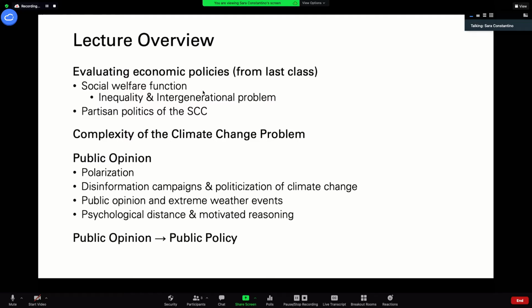Okay, so once we cover this, we'll also discuss some of the complexities of the climate change problem that make it a difficult perceptual problem and make the shaping of public opinion particularly challenging. And then we'll speak about polarization, disinformation campaigns, and politicization of climate change, public opinion and extreme weather events, and two theories that relate to this: distance and reasoning. And if we get to it, we'll speak about how public opinion then shapes public policy. And if we don't, we'll start next class with this.